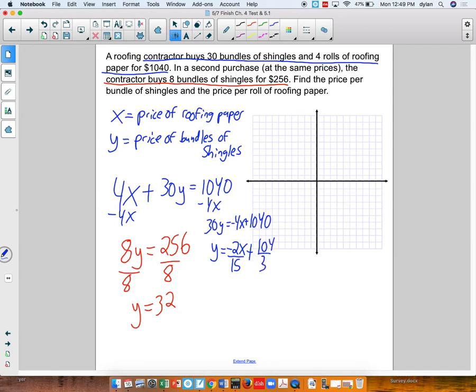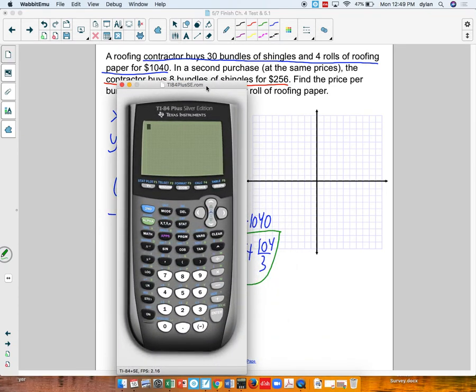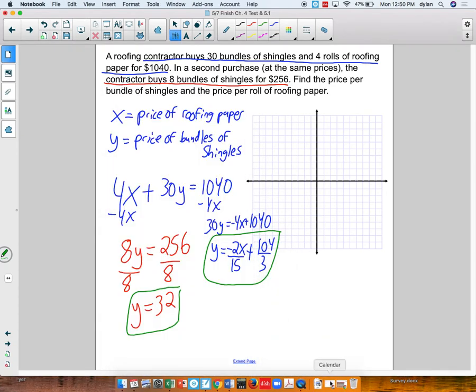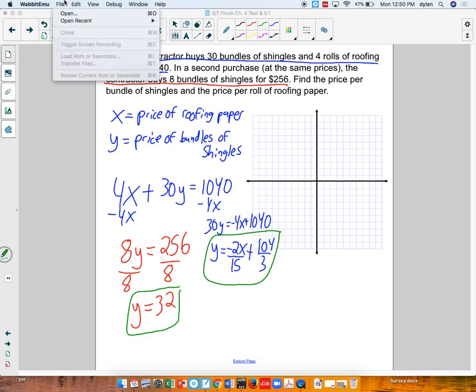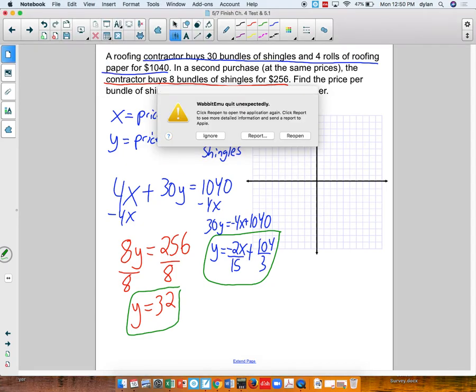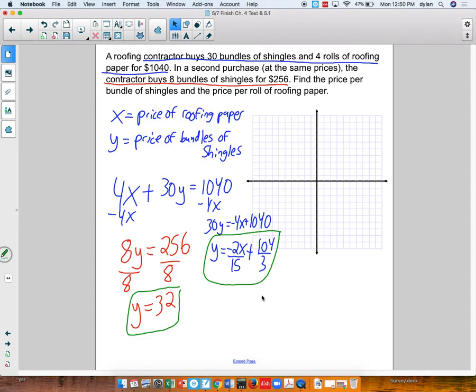So we've got our two equations here, right? We have y equals 32 and y equals negative 2x over 15 plus 104 over 3. Our goal is to find out where these intersect so we can get the prices. And we're going to do that together on our calculator. So if you pull up your graphing calculator as well, and hopefully yours will work better than mine is working.